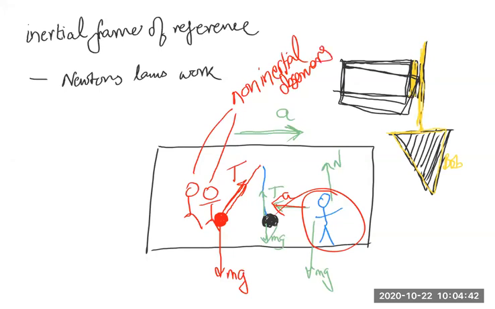And what is so special about non-inertial observers? Non-inertial observers always observe a force which is not due to any object in the surrounding. Non-inertial observers observe a force which is not attributed to any object in the surrounding. And therefore this force is called an imaginary force, or it is called a pseudo force.